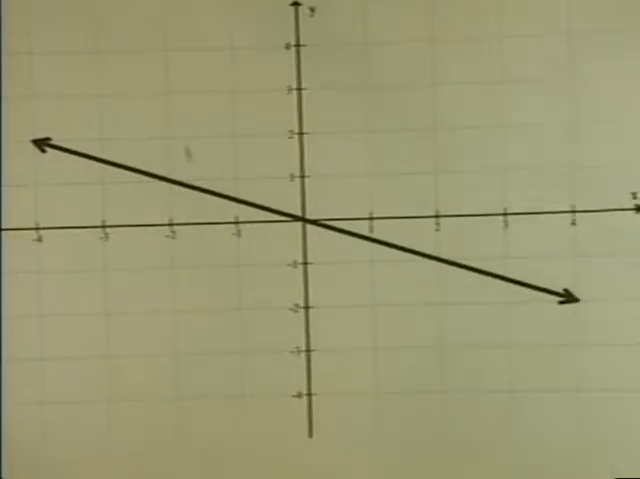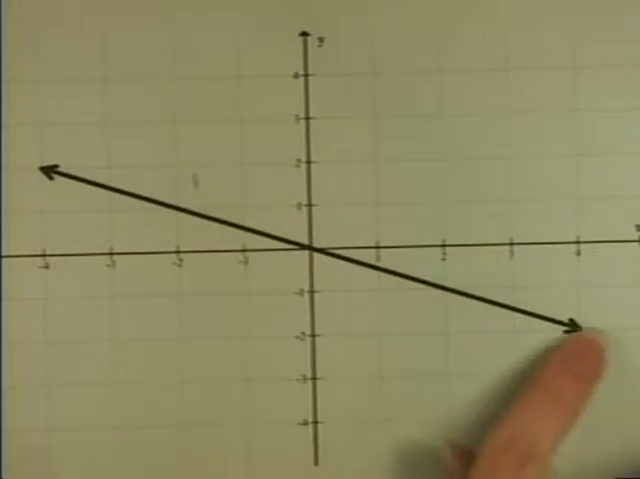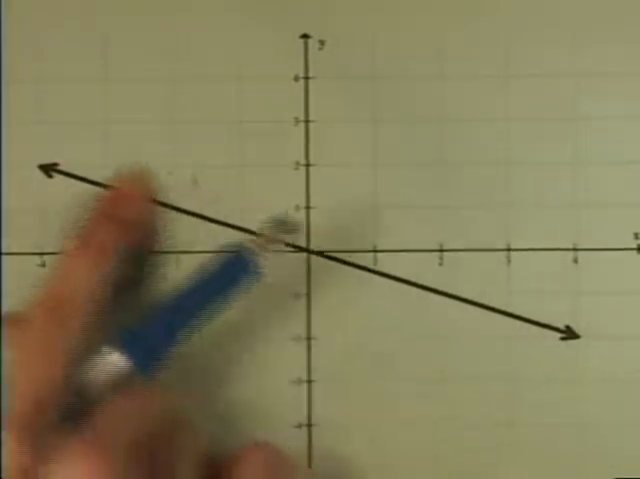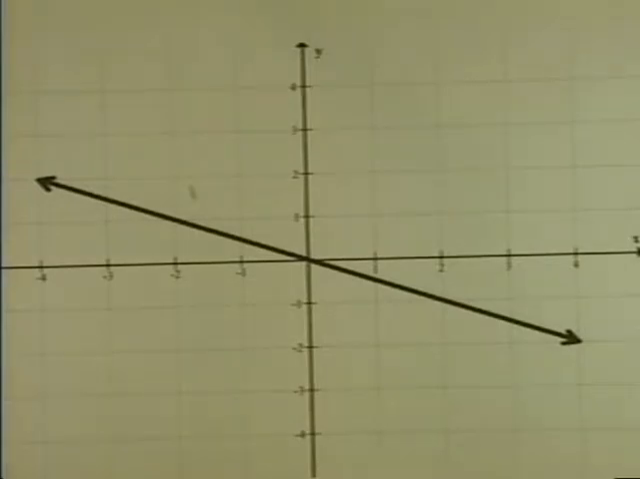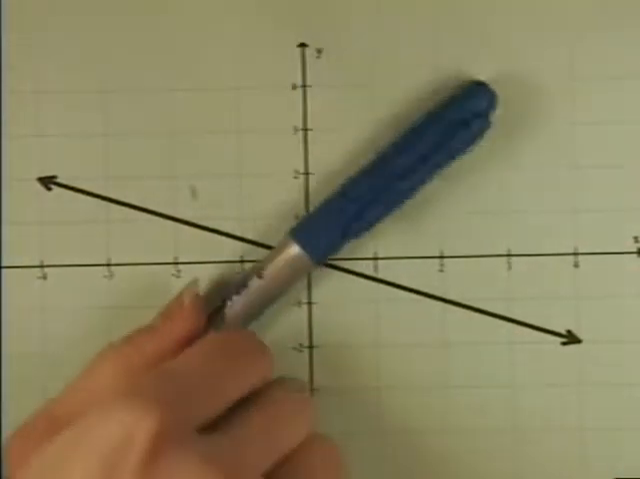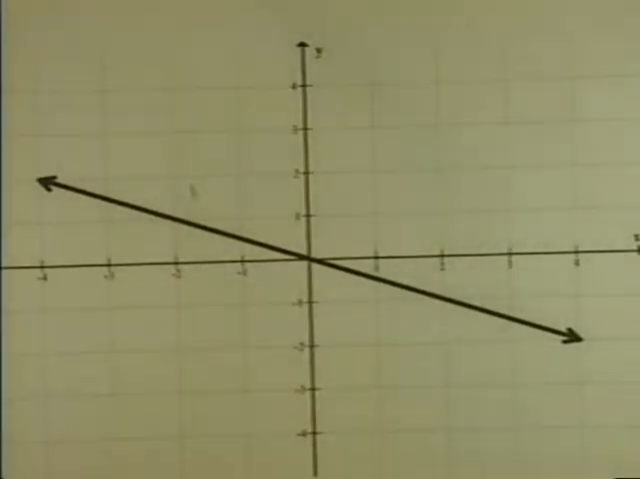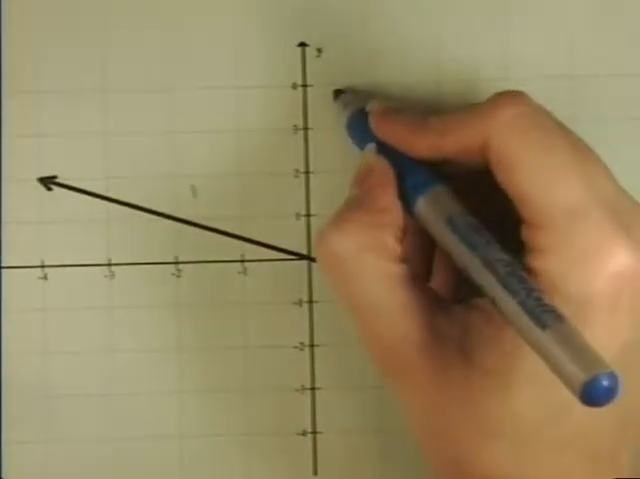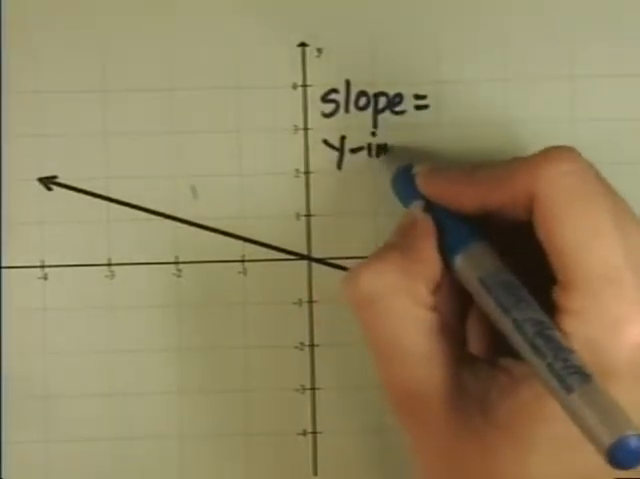So just by looking at this, is this a positive slope or a negative slope? It's a negative slope. Awesome. Remember, if it goes up towards the left, it's going to be negative. If it goes up towards the right, it's going to be positive. Good. Okay, so let's find out the slope.